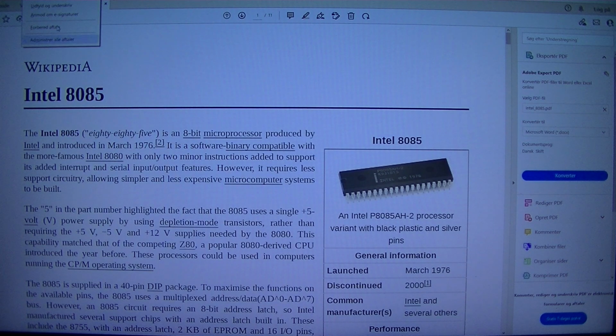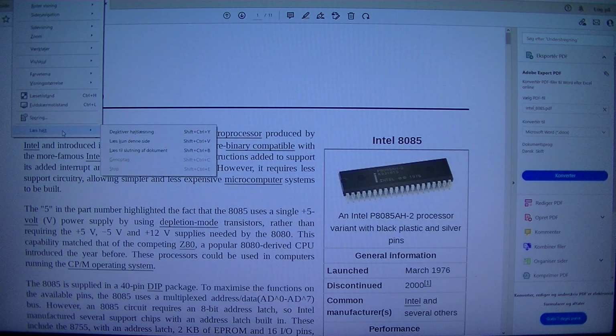And I start to get tired. That's in Danish, let's read it out loud. Read to the end of the document.